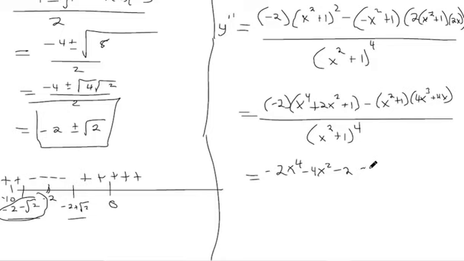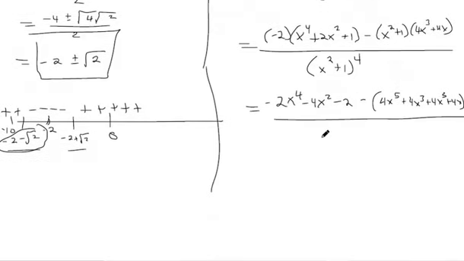And then over here, I've got a minus and going to distribute. That's going to be 4x to the fifth plus 4x to the third plus another 4x to the third plus 4x all over x squared plus 1 to the fourth.